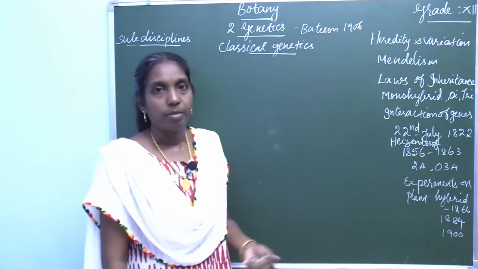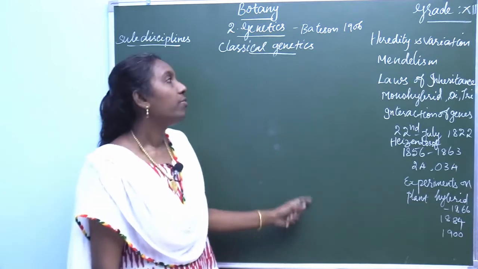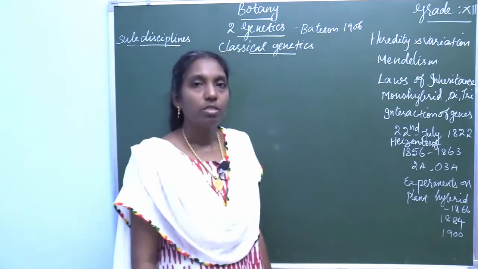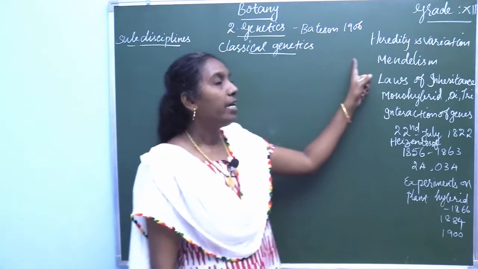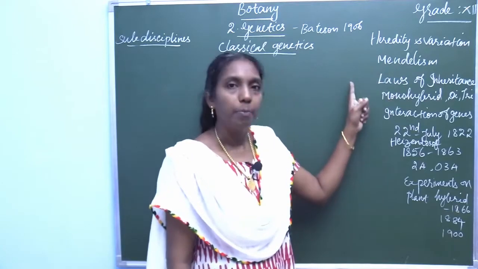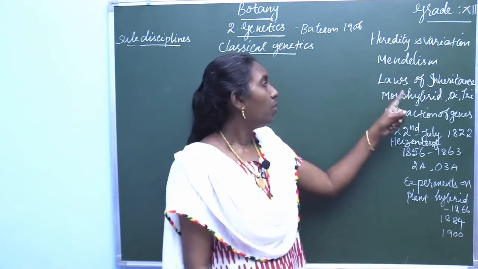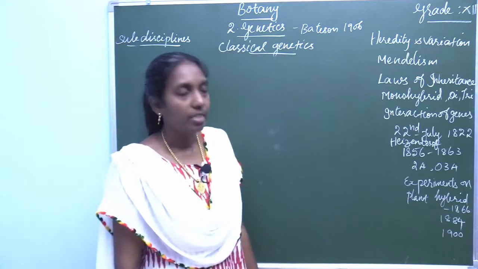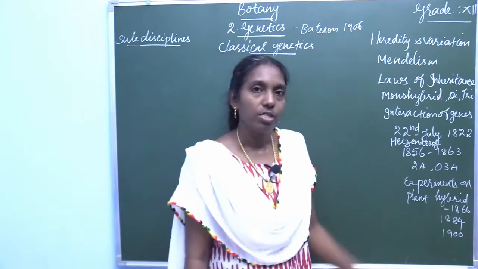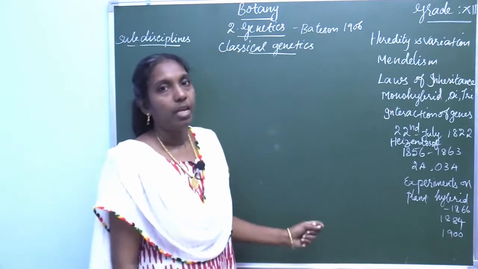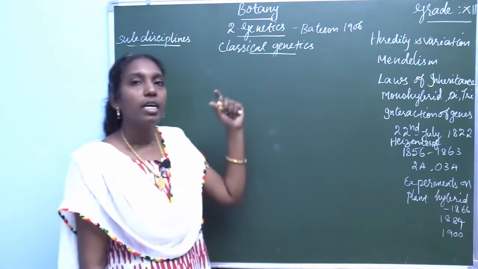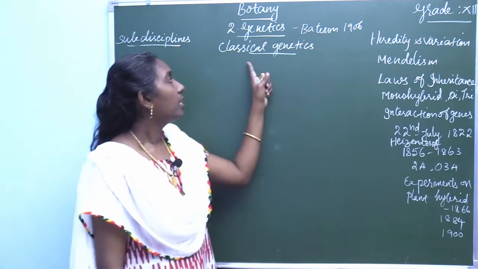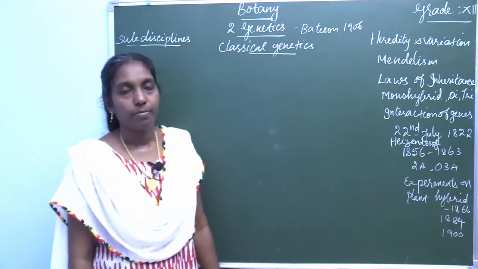Before entering the chapter, let us look at a glance at the chapter outline. What are the topics you are going to learn under this? Heredity and variation, Mendelism, laws of inheritance, monohybrid cross, dihybrid cross, trihybrid cross, interactions of genes, and so on. Let us start with classical genetics. So, you are going to concentrate on classical genetics.